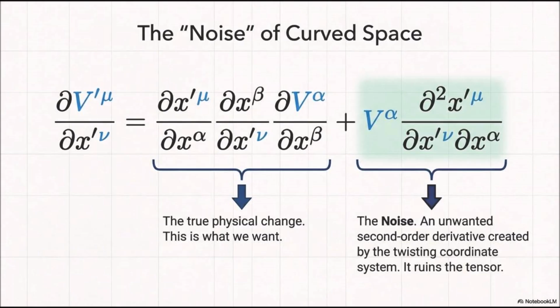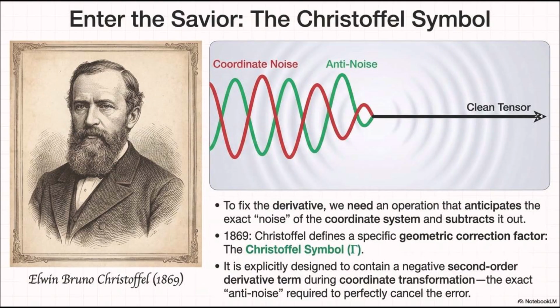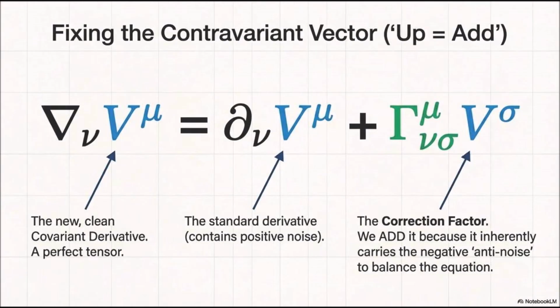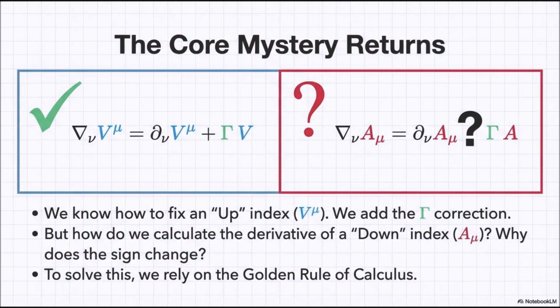Section 7.1 asks us to look at the deep relationship between contravariant and covariant vectors. The text explains that they aren't two completely isolated species of math. You can fluidly transform one into the other using our absolute ruler, the metric tensor. Lowering the index: A subscript mu equals g subscript mu nu times V superscript nu.